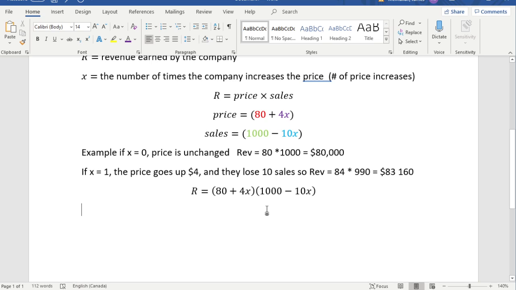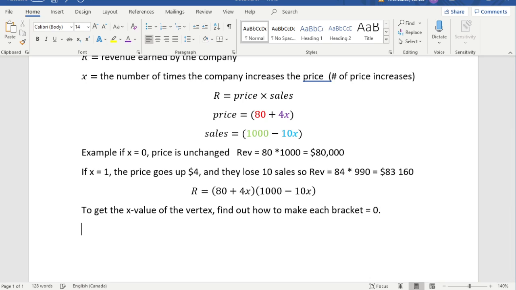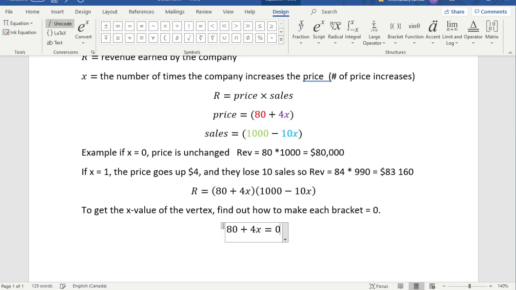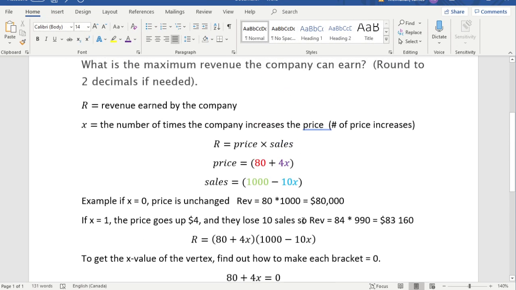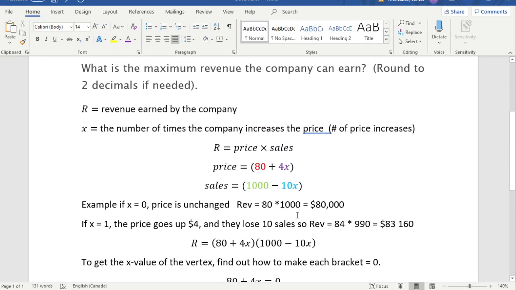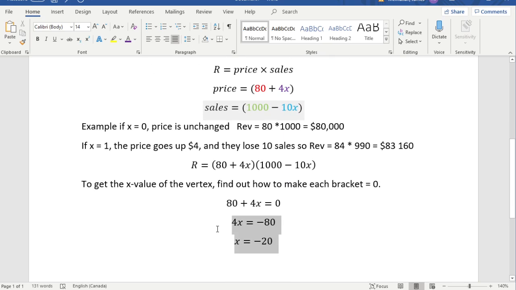To figure this out, to get the x value of the vertex, find out how to make each bracket equal to 0. So we take the first bracket, 80 plus 4x, make it equal to 0. Bring the 80 to the other side, and x equals negative 20. So this is one of the x-intercepts. Now again, we don't actually need the x-intercept to answer the question. It's just a stepping stone to get us where we want to go.